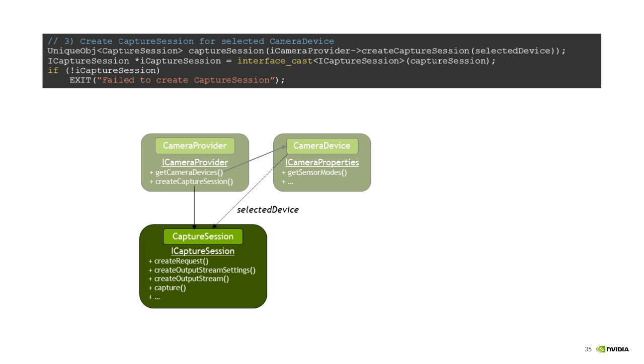Here we create the capture session. This is done using the camera provider's create capture session method. We provide the device we have selected to this method, and it returns a new capture session object that now has exclusive control of that camera device.